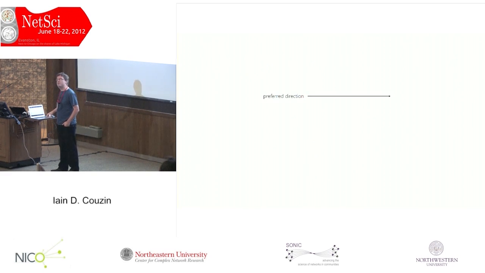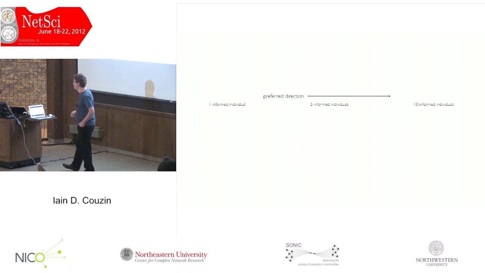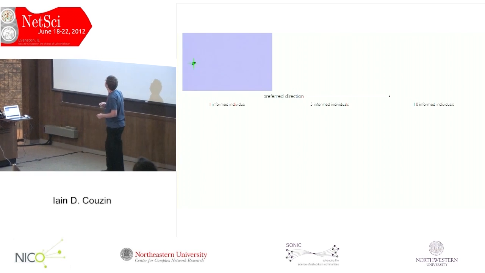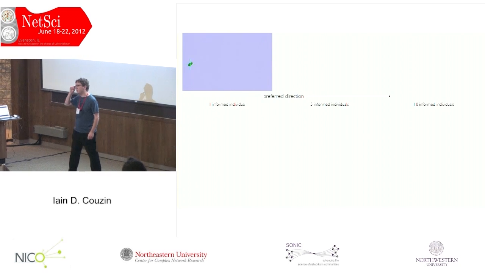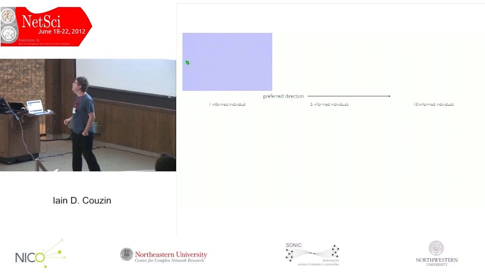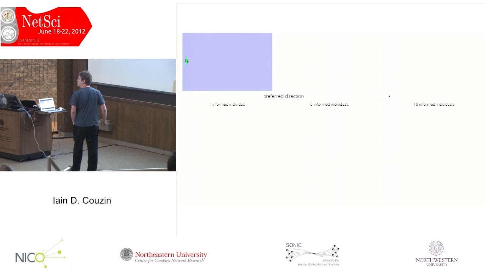And so I'll just show you some simulations. So these leaders want to go in a common preferred direction for now, and I'm going to show you 1, 5, and 10 informed individuals within a group of 100. And the green cross just shows you the center of gravity of the group. And you can see one individual is not having much luck.